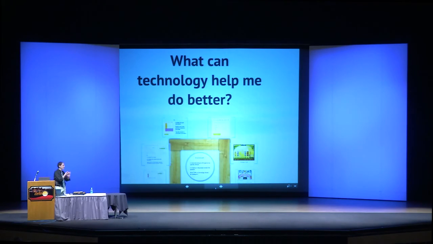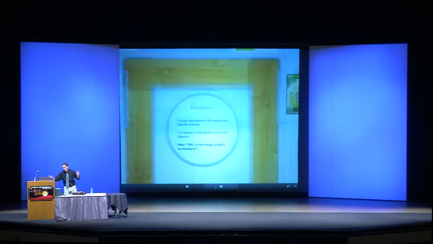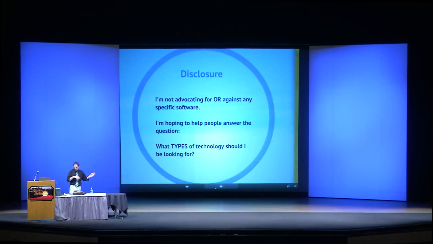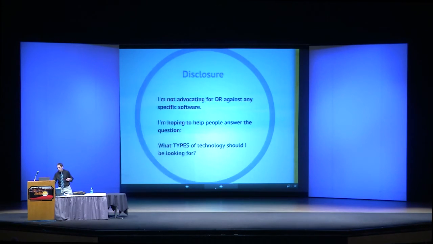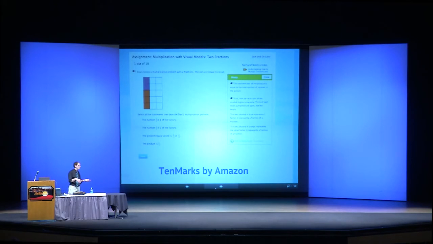So this is where I want to start looking at what can technology help me do better. And real quick, I'm not advocating for or against any of these specific softwares. I'm hoping that the question that you look at here is what types of technologies should you be looking for? I'm using 3 very math-specific examples and then talking about which of these examples would be best for certain classroom environments. The first one I want to talk about is 10 Marks by Amazon.